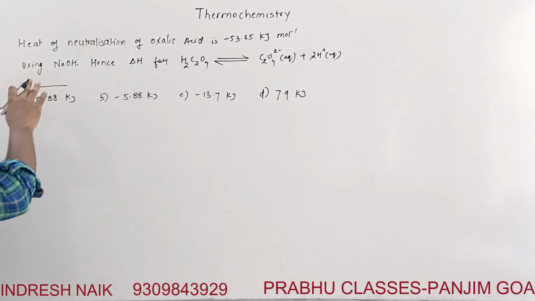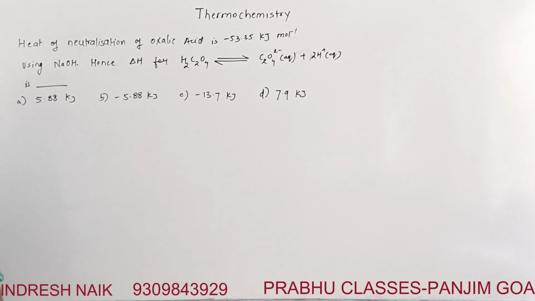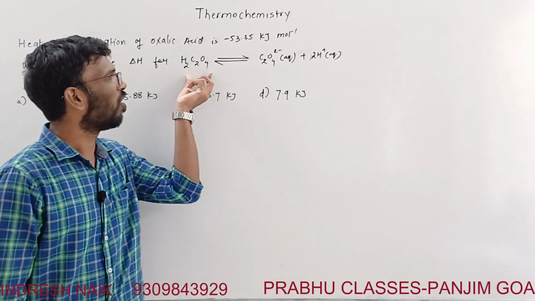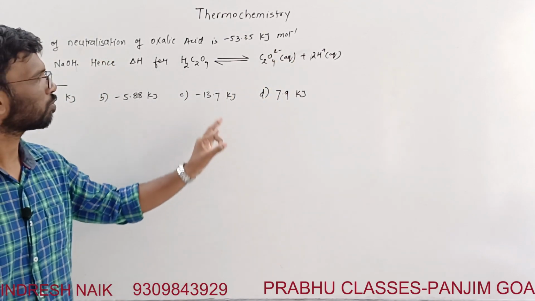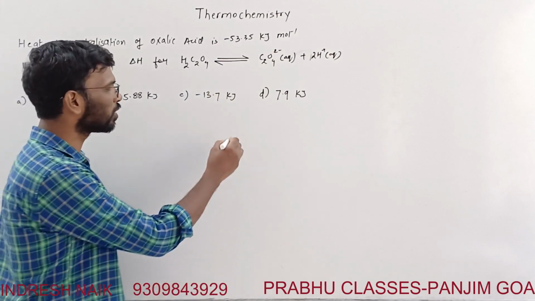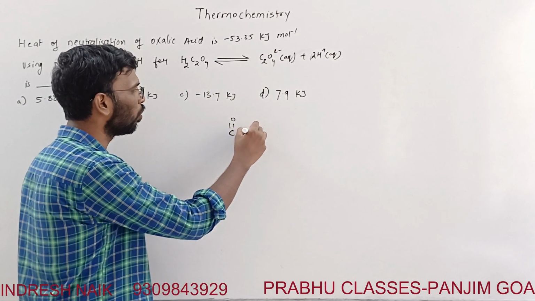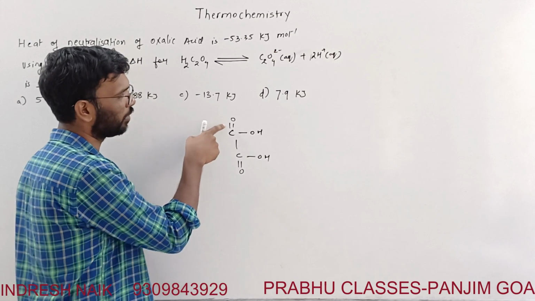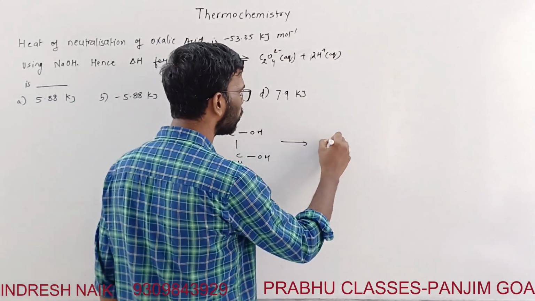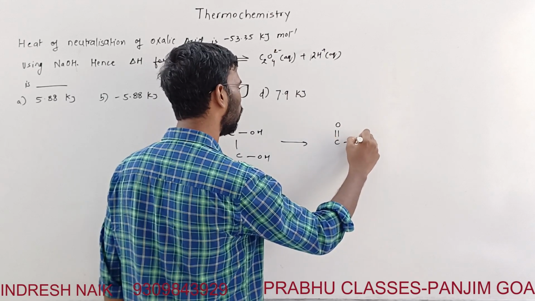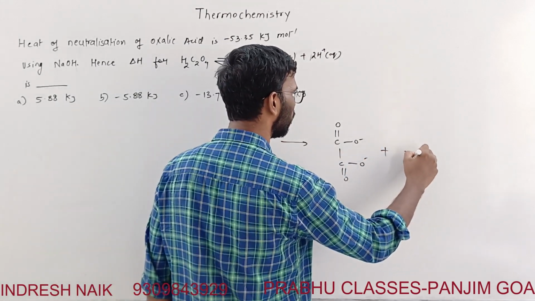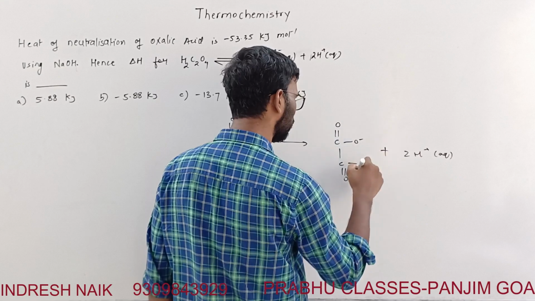So the heat of neutralization of oxalic acid is minus 53.35 kilojoules per mole using NaOH. Hence, what is the enthalpy for this process? Oxalic acid getting split as what? Ions. Oxalic acid is COOH, C double bond OH, C double bond OH. This will be split in the aqueous medium into COO minus, COO minus, these are the acidic hydrogens, plus 2H plus, aqueous, and this is also aqueous.